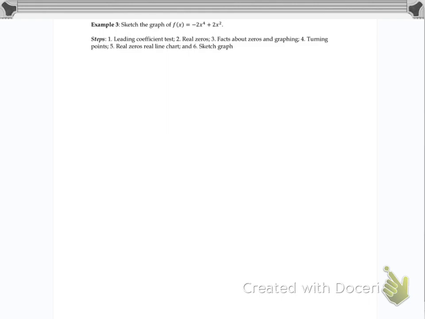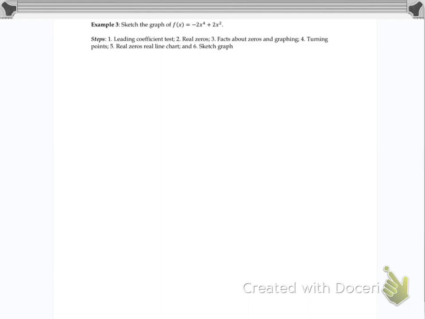Okay. So, the steps are here. I put the steps down. So first we're going to look at the leading coefficient test. Then we're going to look at the real zeros. Then we're going to talk about any facts about zeros and graphing that we know. Then we're going to look at the turning points, although that really doesn't come into play, but I want to show you graphically what it means to be a turning point. Then we'll look at the real zeros, real line chart, which is very important. You're going to need to understand this and know this for future sections in this chapter. And then we're going to sketch our graph from there.